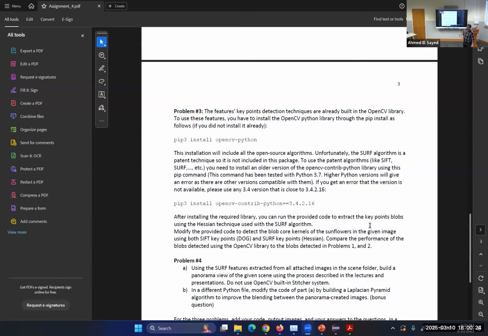Now, from now on, we will start to use the OpenCV library to compare the results of the feature extraction techniques from the manual methods and the built-in functions in OpenCV. First thing, how you can install OpenCV on your computer.